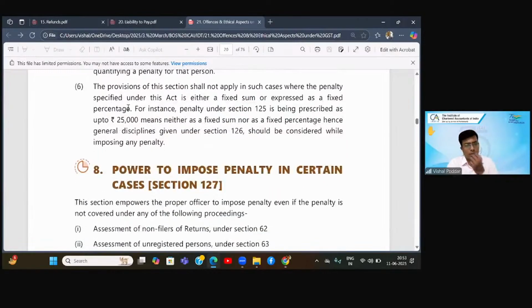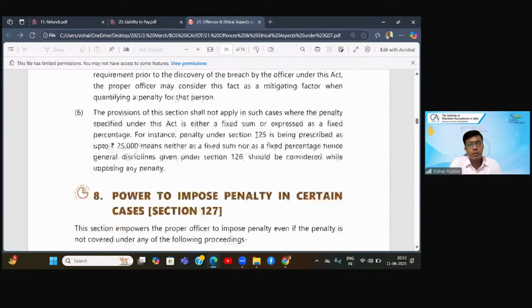means then you should give relaxation. And then the provision of this section shall not apply in such cases where the penalty specified under this act is either a fixed amount or expressed as a fixed percentage. For instance, penalty under 125 is being prescribed as 25,000, means neither as a fixed sum nor as a fixed percentage. Hence, general discipline under 126 should be considered while imposing such penalty. So wherever the penalty is neither a fixed sum or neither expressed as a fixed percentage, then only this section applies. Otherwise, this section will not apply. So these are some important points about penalties.